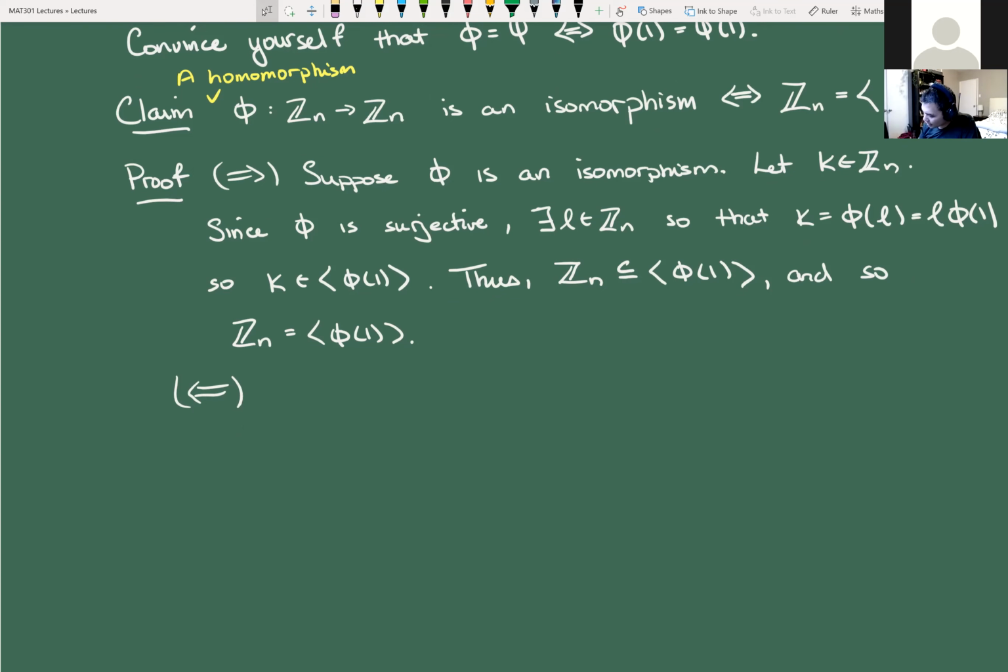Okay, so in the other direction, it suffices to show, again, I'm already assuming that my map is a homomorphism. So all I need to do is show it's a bijection.